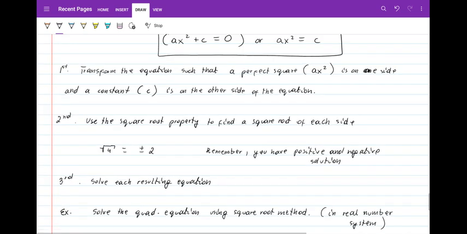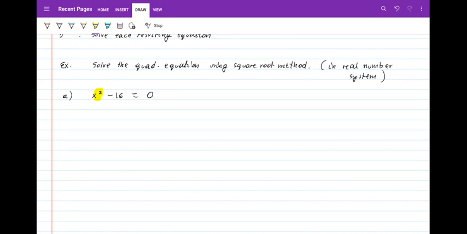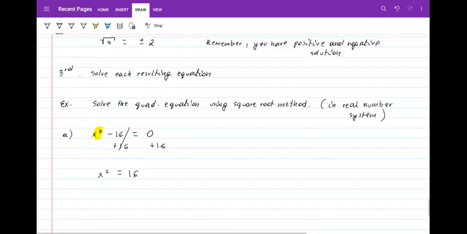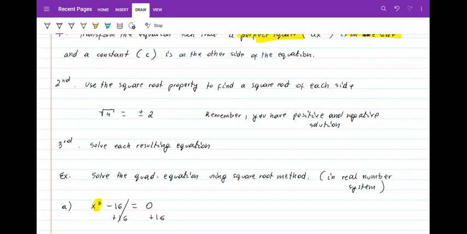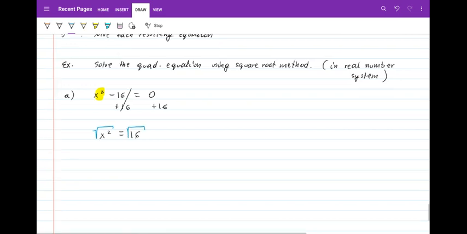So step one was transform the equation such that only the perfect square is on one side of the equation. So the perfect square is x squared. We want to isolate that x squared, so we'll add 16 to both sides, and you're getting x squared equals 16. When you got that, step two is use the square root property to find the square root of each side, which means we're going to take the square root of the left side of the equation and the square root of the right side of the equation.